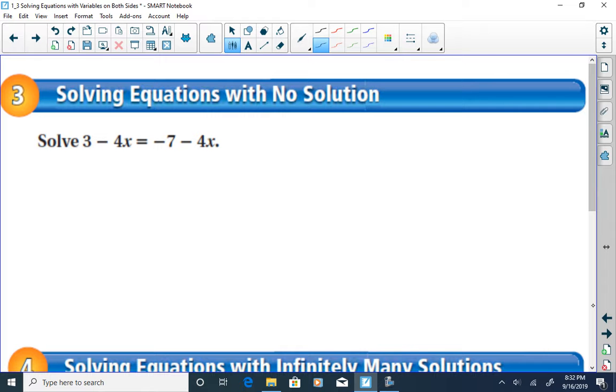Okay, so let's take a look at this next example. All right, this is going to be an equation with no solution. So let's see what that looks like.